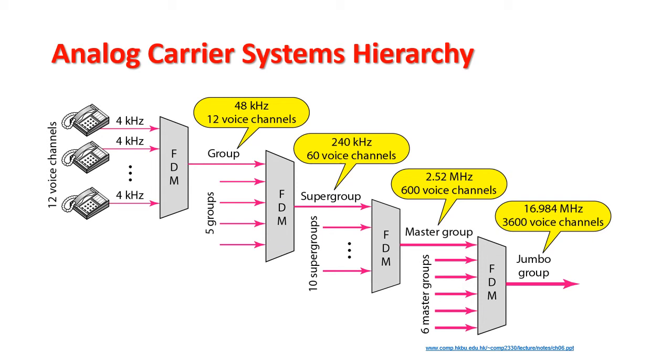So you have to remember this. First, we have group composed of 12 voice channels. Then we have supergroup. It is composed of 60 voice channels or 5 groups. Next, we have master group. It has 600 voice channels. It is composed of 10 supergroups. And the largest one is the jumbo group, which is composed of 6 master groups, and it has 3,600 voice channels.